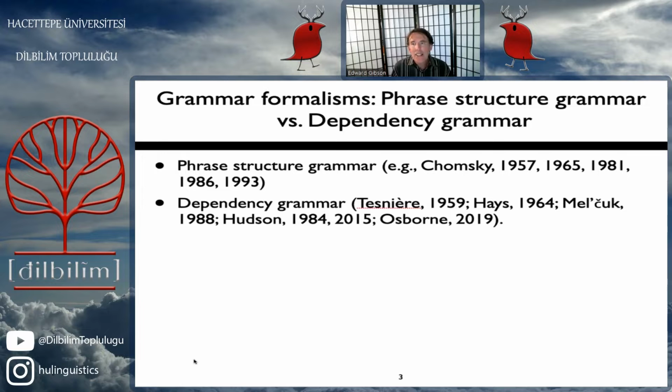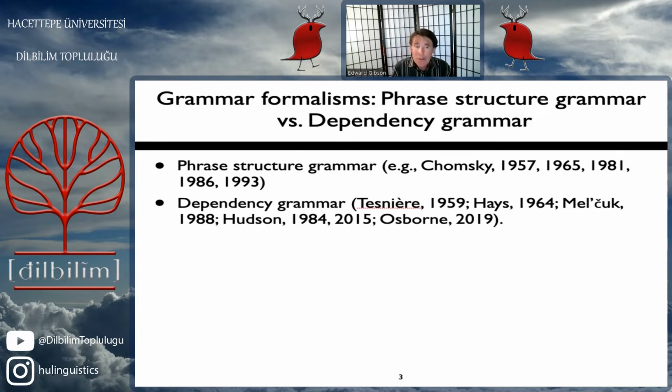There are, as Dilar sort of mentioned, two kinds of dominant frameworks, depending on where you are, kind of ways of thinking about language. Probably the most dominant is phrase structure grammar. And dependency grammar has been around just as long, a little bit longer actually, but depending on your community is sort of less dominant. In linguistics, I think phrase structure grammar is more common. In computational linguistics, maybe dependency grammar is more common.